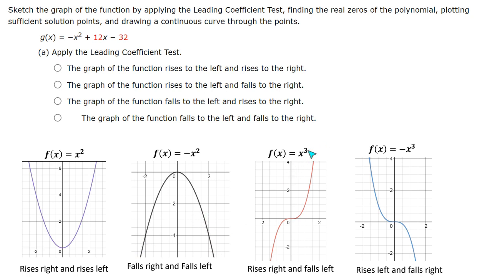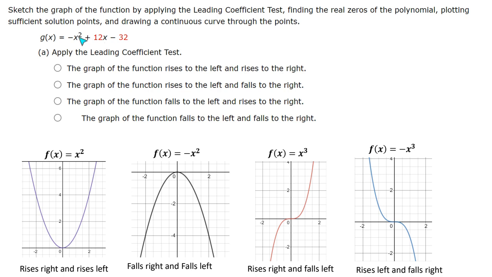If you have a cube or an odd degree and a positive leading coefficient, then your graph is always going to rise to the right and fall to the left. If you have an odd degree with a negative leading coefficient, then you're going to rise to the left and fall to the right. So if we look at our example, we have x squared and we have an x.